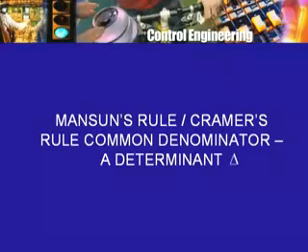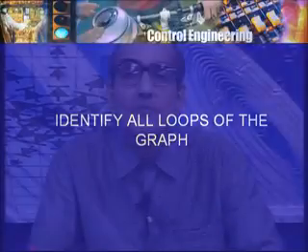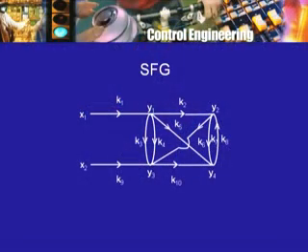How do we determine this delta? For that, as I told you, we have to identify all the loops. We have to identify all the loops on the graph. Now, if you look at the graph, there are some loops which probably stand out very clearly. There are some others which may not stand out so clearly. So, one has to be very careful.